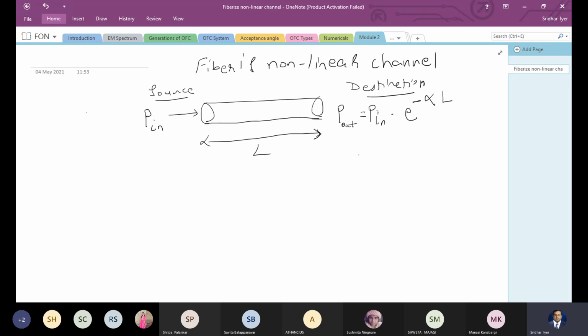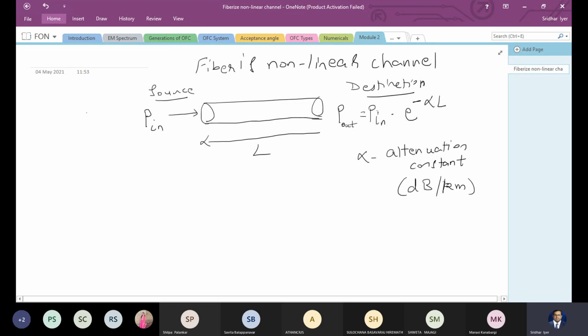Now in this equation, alpha is the attenuation constant, and this is measured in the units of dB per kilometer. These units are very, very important. We need to understand this unit, and only then we can really understand how this alpha works. So you have P out, which is P in e raised to minus alpha L. So you can see clearly that there is an exponential decay.